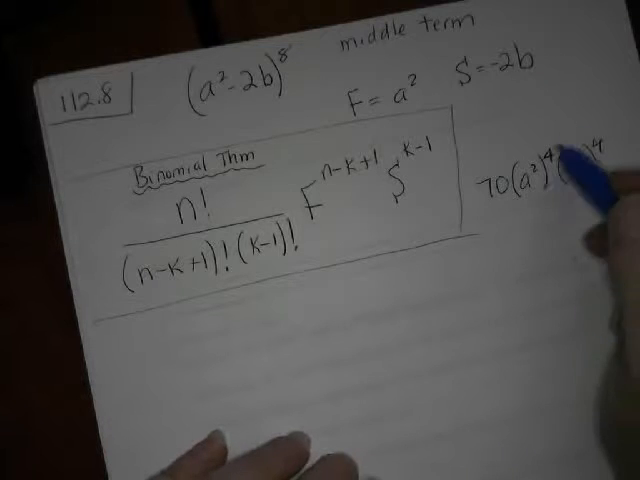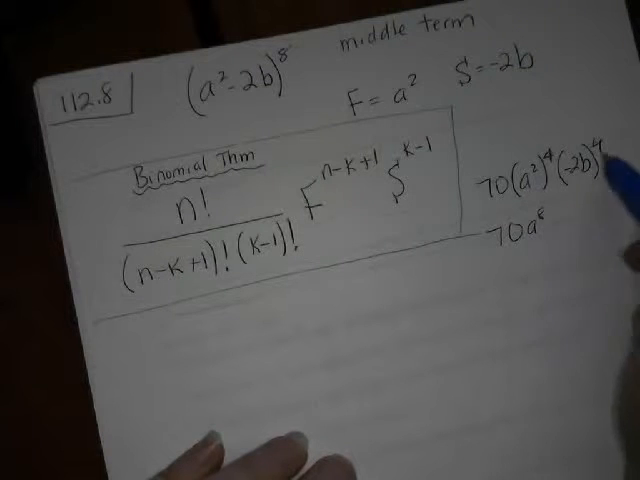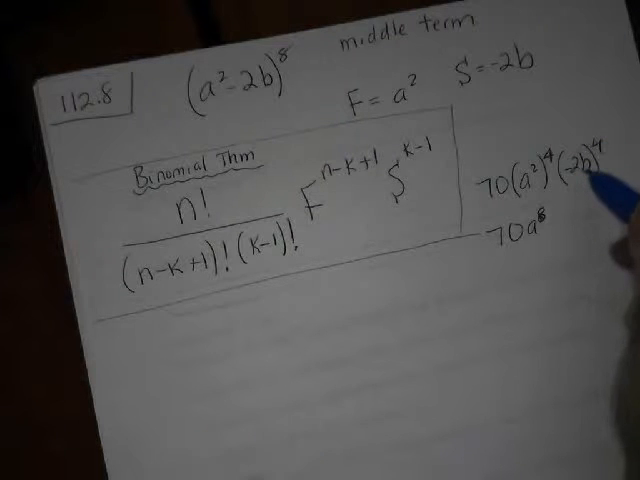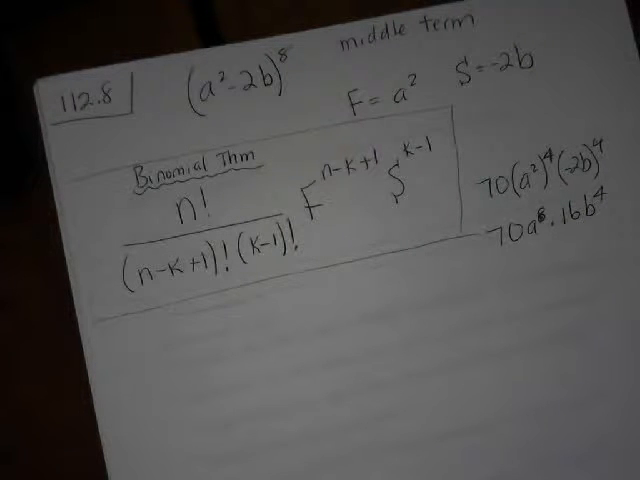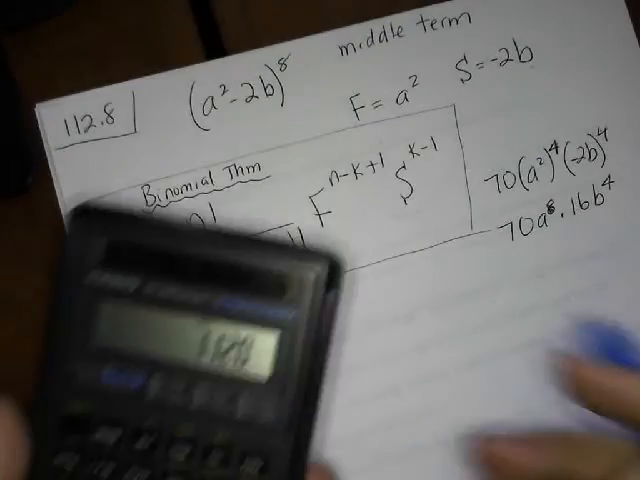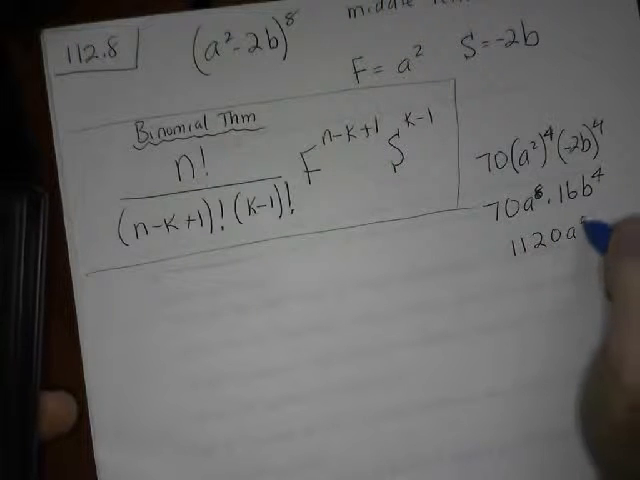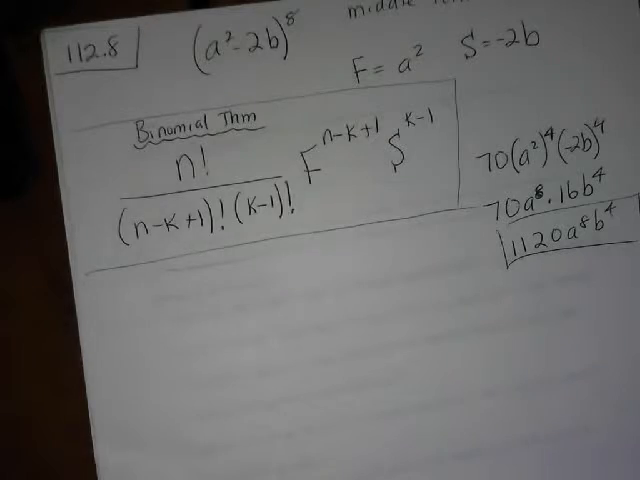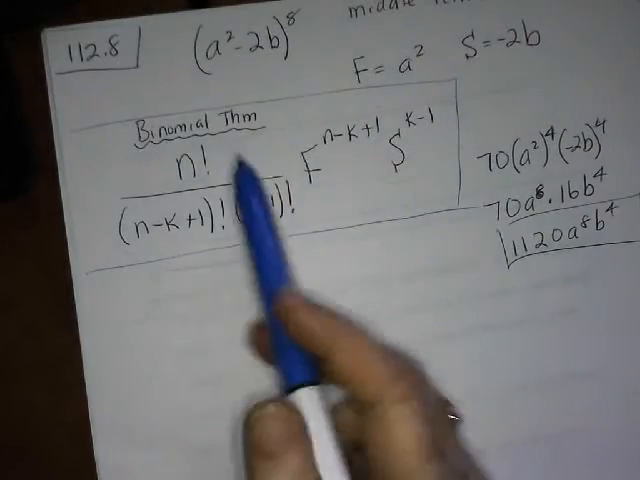Okay, and then if I simplify this, it'll be 70a to the 8th, and then negative 2 to the 4th is 16, so 16b to the 4th. So 70 times 16 is 1120. That's how we used to do it, and that's very simple if you have this with you. But we got to learn how to use this binomial theorem.